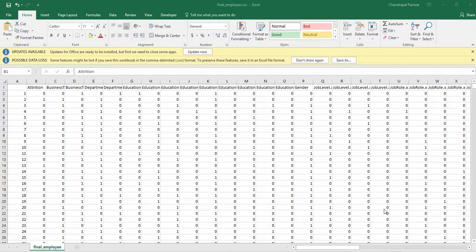Hi, this is Rahul, and today we are discussing the HR analytics case study, which we did as part of the IIIT upGrad program. So, coming to the problem statement.